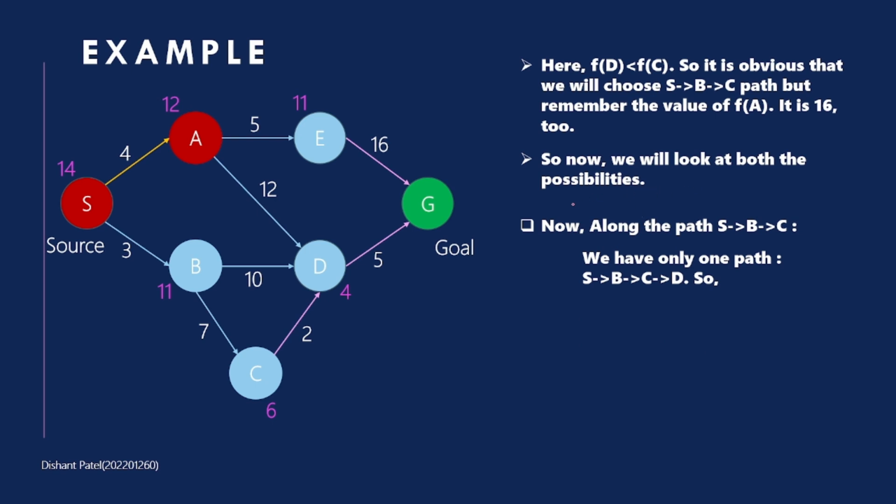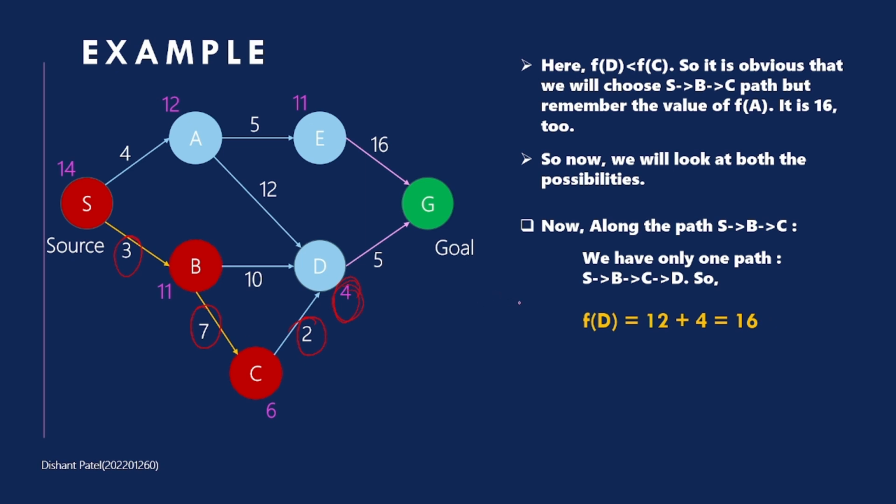And the other possibility that we have is along the path S to B and B to C. Okay, so now we are at this node C, and we can only go to node D. So we will find f of D along this S to B and B to C path. So f of D will become 3 plus 7 plus 2 as the actual cost, and 4 is the heuristic value. So the actual cost is 12, and the heuristic value is 4. So f of D will become 16.